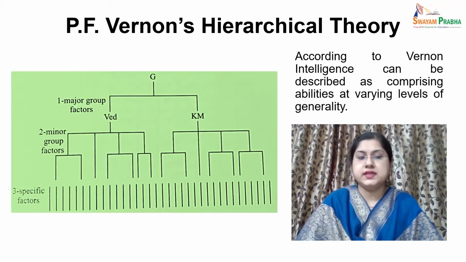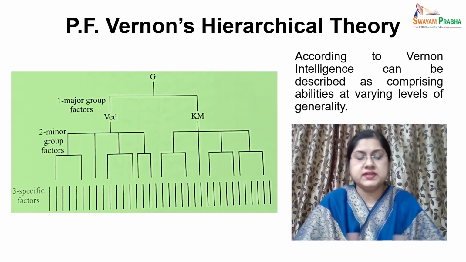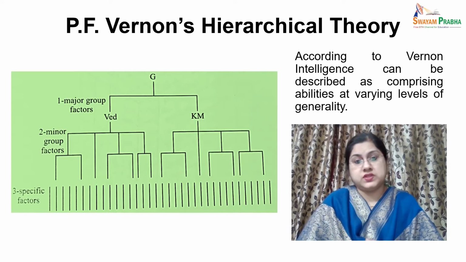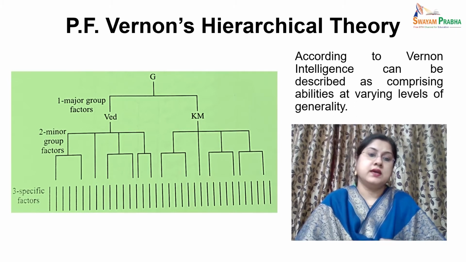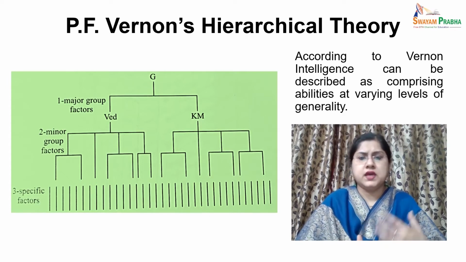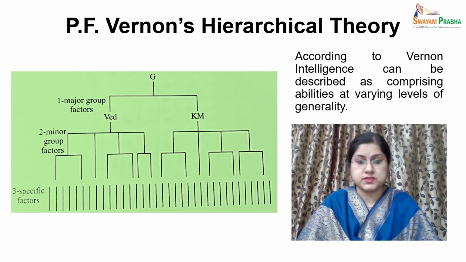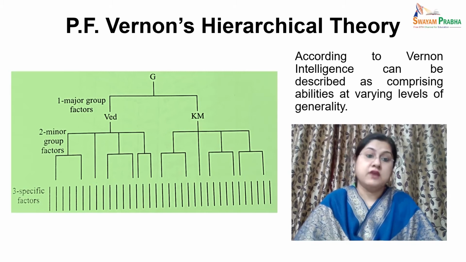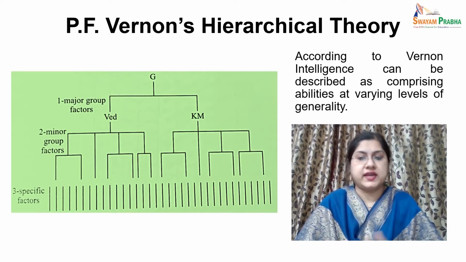The next theory here is Vernon's hierarchical theory. P.F. Vernon, in 1950, gave this theory. P.F. Vernon was a British psychologist and he suggested a hierarchical structure for the organization of intelligence, which we are going to take up here. So Vernon's description of different levels of intelligence may fill the gaps between two extreme theories: the two-factor theory of Spearman, which did not allow for the existence of group factors, and the multiple-factor theory of Thurston, which did not allow a G-factor.